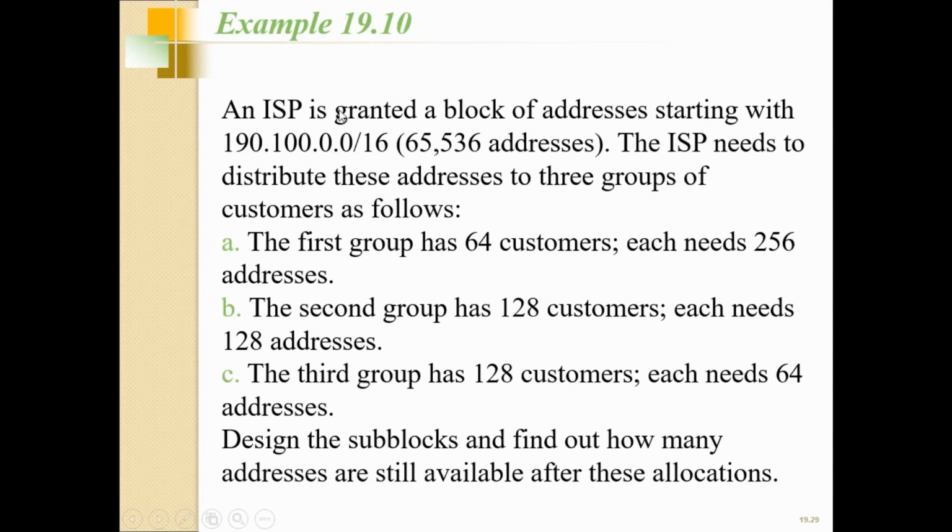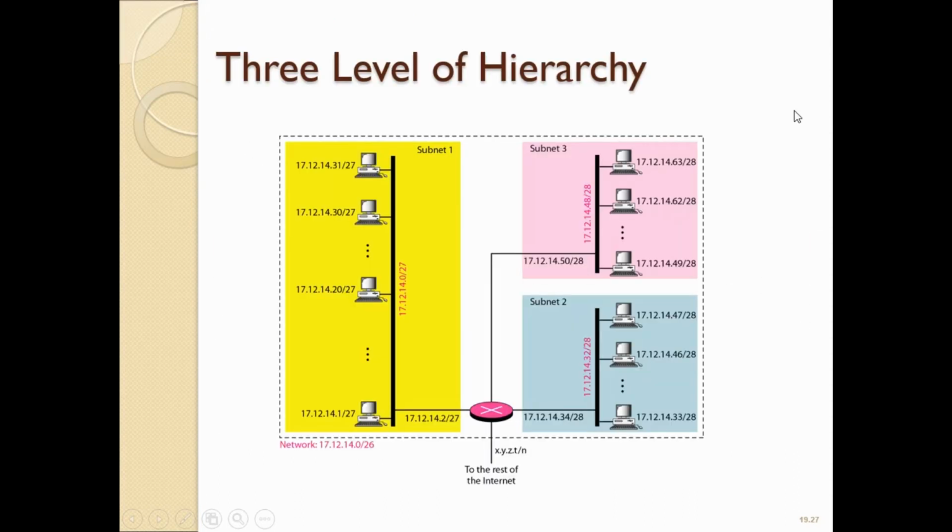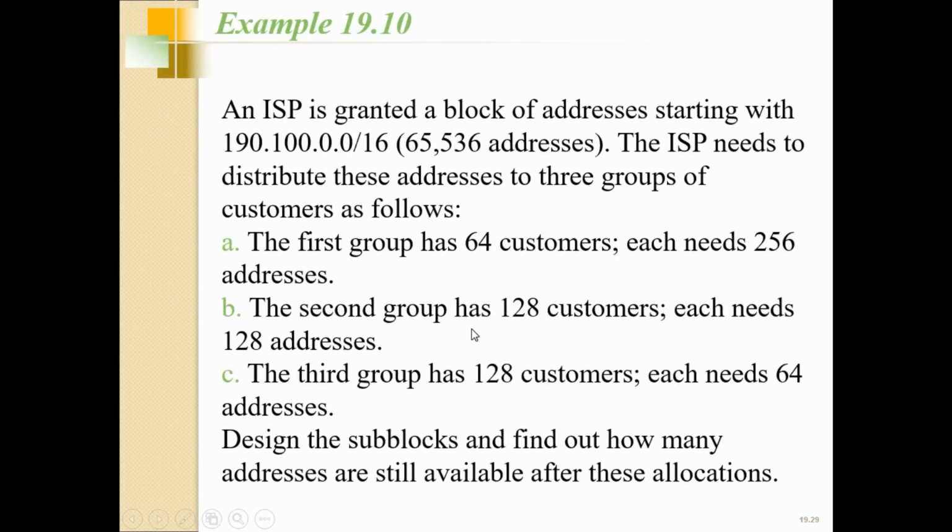Here we come across an example, which is this figure. An ISP is granted a block of addresses starting with this. The ISP needs to distribute these addresses to 3 groups of customers as follows. The first group has 64 customers, each needing 256 addresses. The second group has 128 customers, each needing 128 addresses, and the third group has 128 customers, each needing 64 addresses. So we need to divide this network into subnetworks.